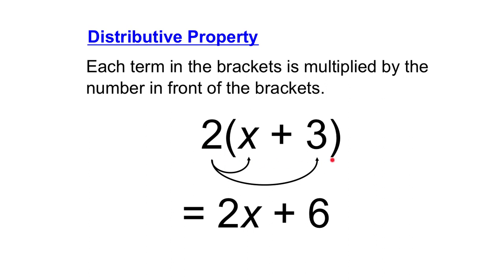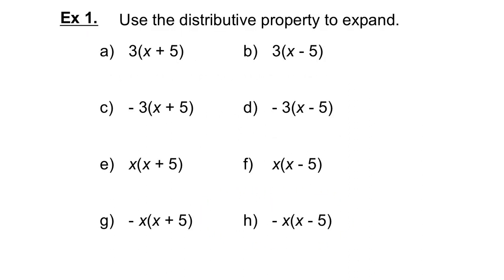So when I see something like this, 2, and then in brackets x plus 3, that means x plus 3 is multiplied by 2. That means x is multiplied by 2, and 3 is multiplied by 2. I'm indicating that with the arrows. So 2 times x is 2x, 2 times 3 is 6, so this is equal to 2x plus 6. So try this example on your own. Use the distributive property to expand. Here's a bunch of questions. Pause the video and just try this on your own.